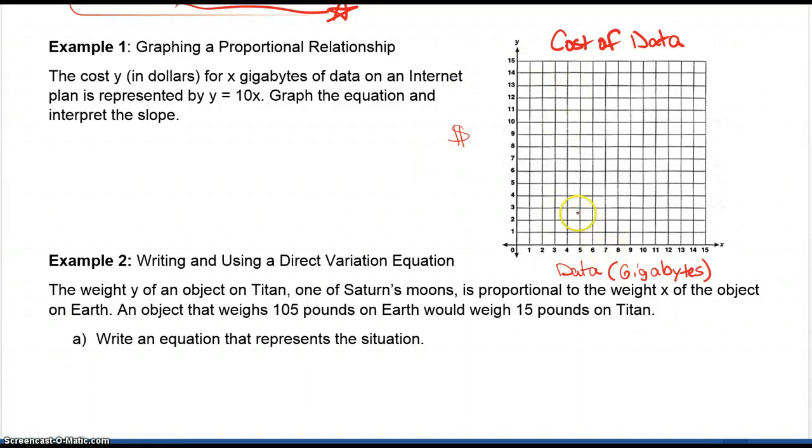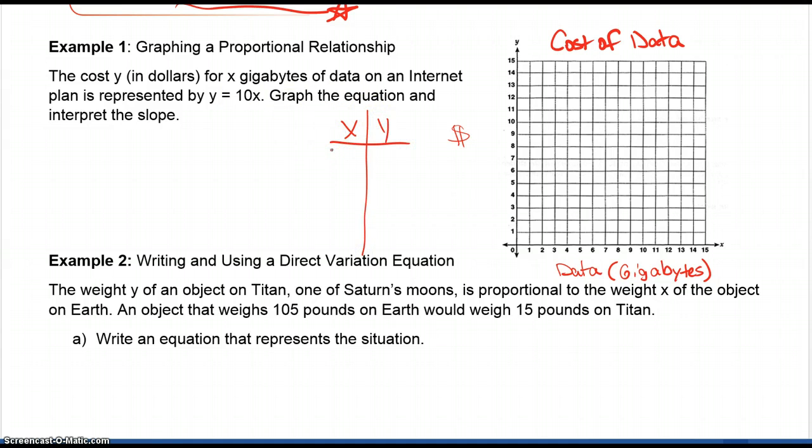So here's what I did. If you were confused on which one to put where, it says the cost y, so that's how you put the dollars on the y-axis, and x gigabytes, and that's how you put data or gigabytes on the x-axis. So here's our equation. What we've done before to graph is make an x and y table. So let's make a quick table here.